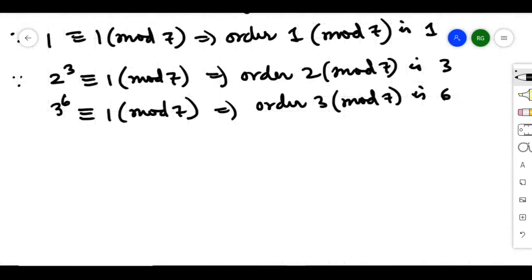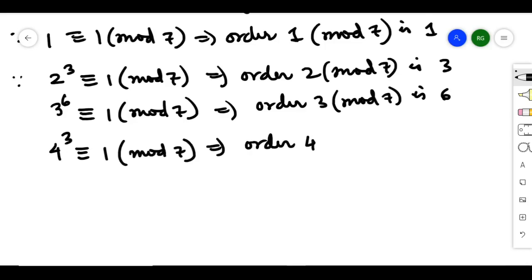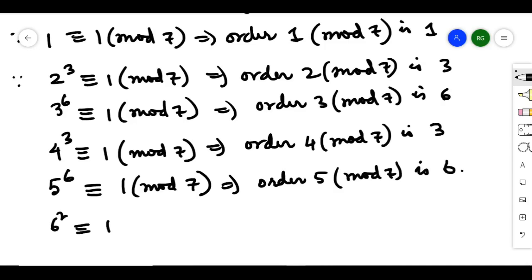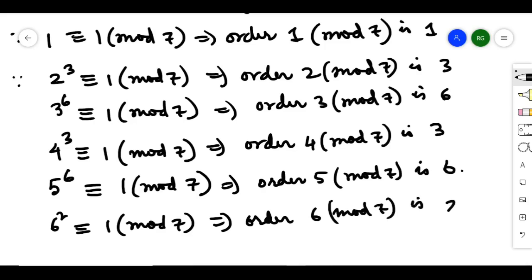Then let us take 4 to the power 3. 4 cube is 64, minus 1 is 63, which is divisible by 7. So the order of 4 mod 7 is 3. Then 5 to the power 6 is congruent to 1 mod 7, which gives the order of 5 mod 7 is 6. Then as we have 6 square is 36, minus 1 is 35, divisible by 7, so the order of 6 mod 7 is 2. This way we can get the order of 1, 2, 3, 4, 5, 6 mod 7.